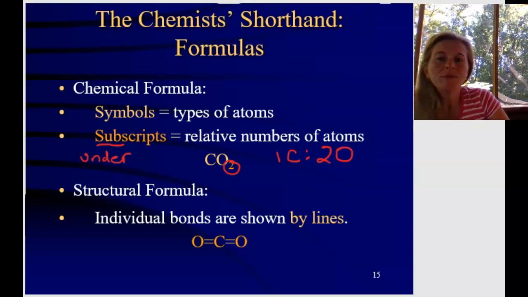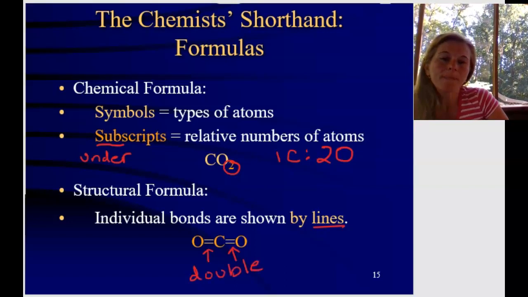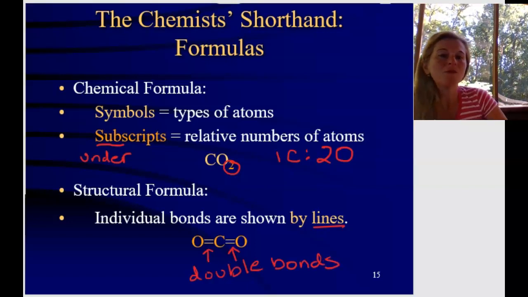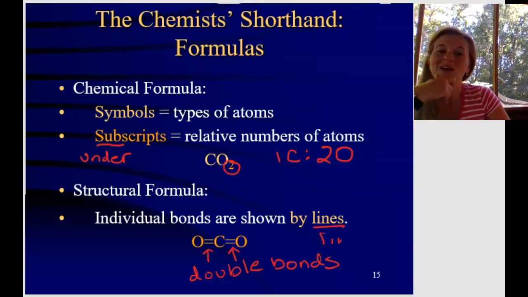And a structural formula actually shows individual bonds using lines. So here we have carbon dioxide, and we see here that carbon dioxide requires double bonds. Does anybody remember the VSEPR shape here that we have? This would be linear. That is not in this unit. Just again, making those connections that we need to have in chemistry.